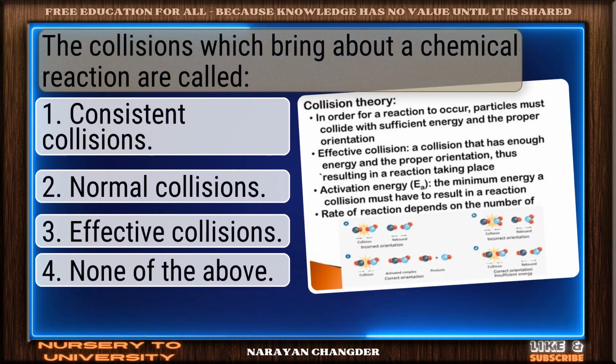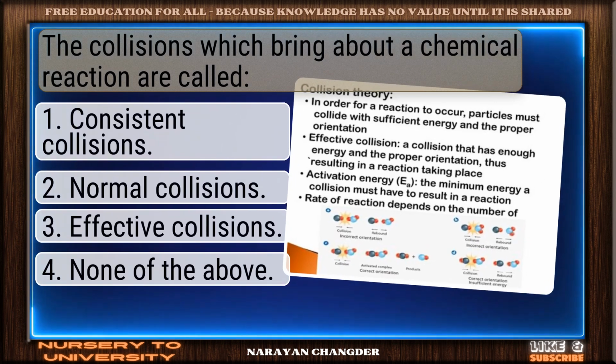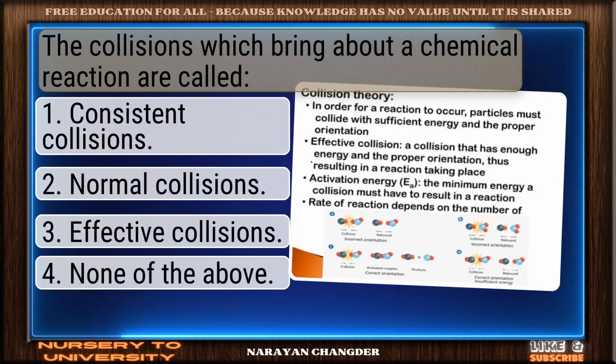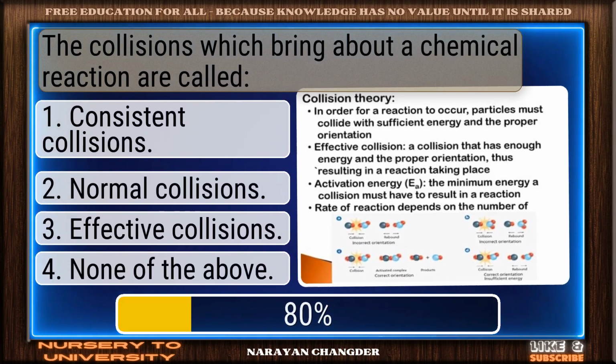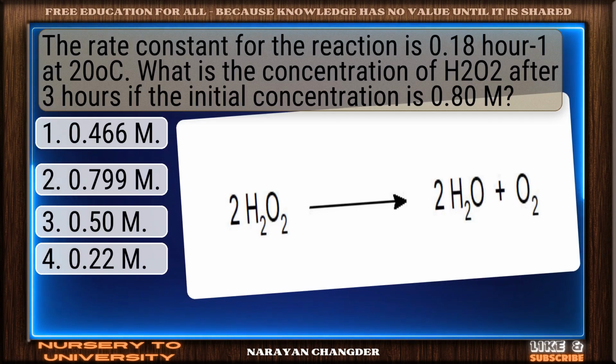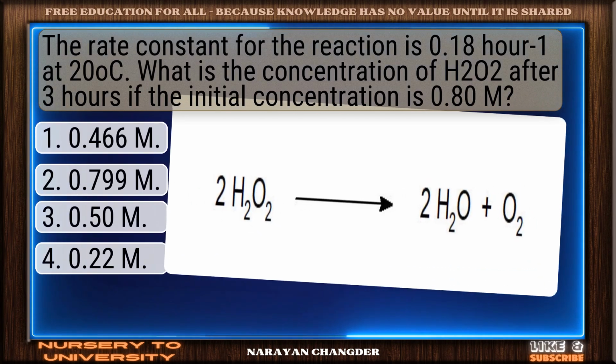The collisions which bring about a chemical reaction are called: Option 1, consistent collisions. Option 2, normal collisions. Option 3, effective collisions. Option 4, none of the above. Effective collisions, great work.